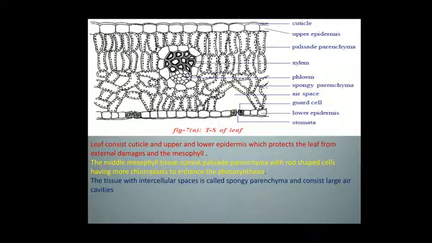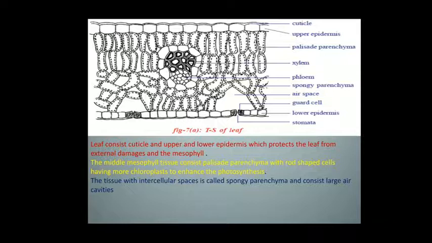So first one, cuticle. Cuticle is the protective layer which protects from external damages, and the upper epidermis and lower epidermis are the factors which protect the leaf. Next, palisade parenchyma, the rod-shaped cells seen in this TS of leaf, have a very high amount of chloroplasts. That is the main reason for photosynthesis occurring in a great manner to facilitate the production of glucose.